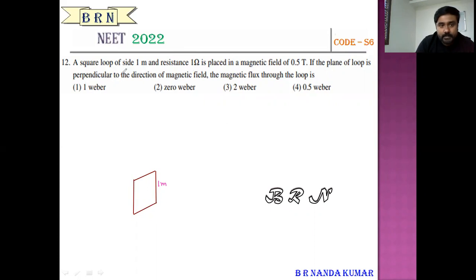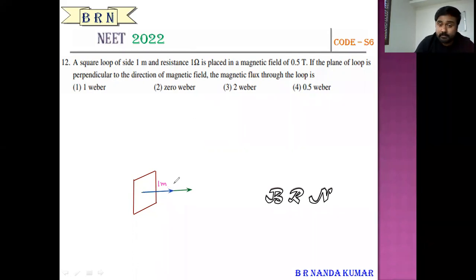If the plane of the loop is perpendicular to the direction of magnetic field, this is the plane of the loop. So the direction of magnetic field with respect to the plane of the loop is perpendicular. So this is the direction of magnetic field. And the direction of area vector is along the normal. Normal means imaginary perpendicular to the given surface directed outwards. So this is the direction of area vector.